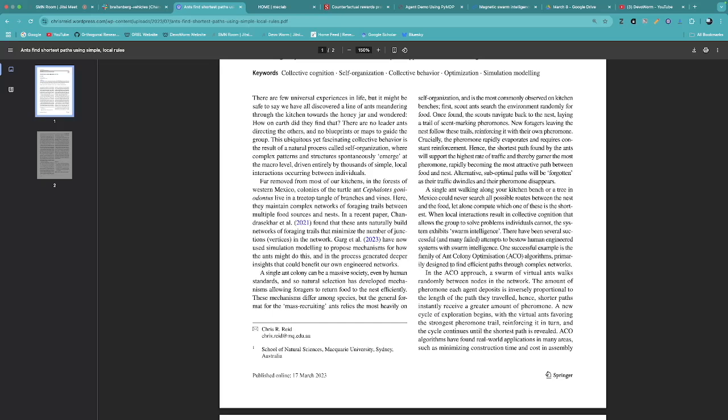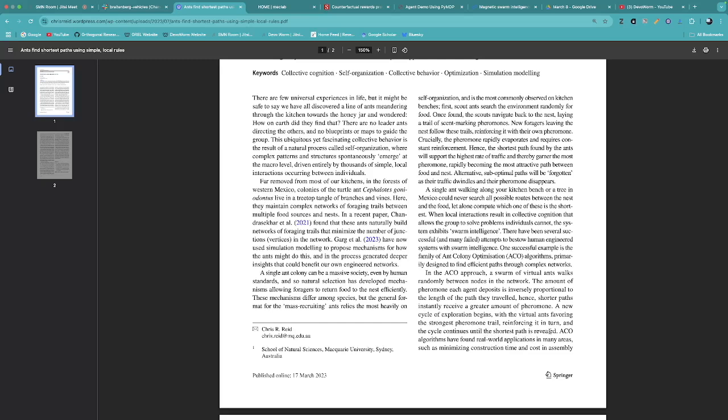In the ant colony optimization approach, a swarm of virtual ants walks randomly between nodes in the network. The amount of pheromone each agent deposits is inversely proportional to the length of the path that they traveled, and shorter paths instantly receive a greater amount of pheromone. A new cycle of exploration begins with the virtual ants favoring the strongest pheromone trail, reinforcing it in turn, and the cycle continues until the shortest path is revealed.